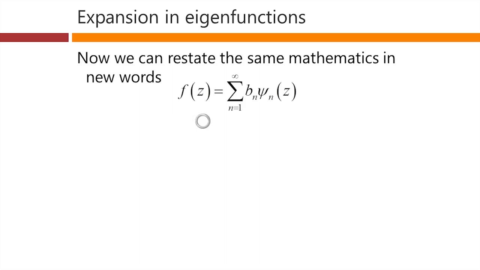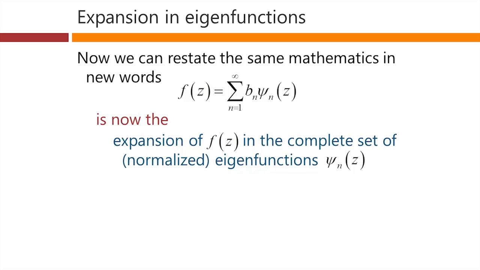We can say, with our function f of z equal to this summation here over these eigenfunctions, that it is now the expansion of f of z in the complete set of normalized eigenfunctions. This is exactly the same thing as the Fourier series we just wrote down. It's just another form of words for expressing that.